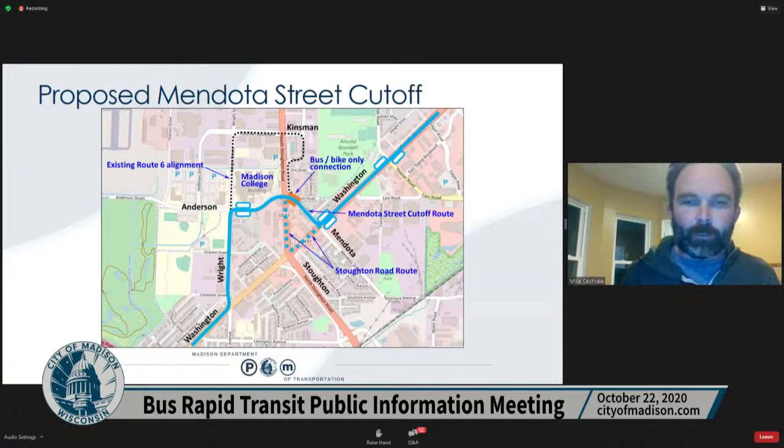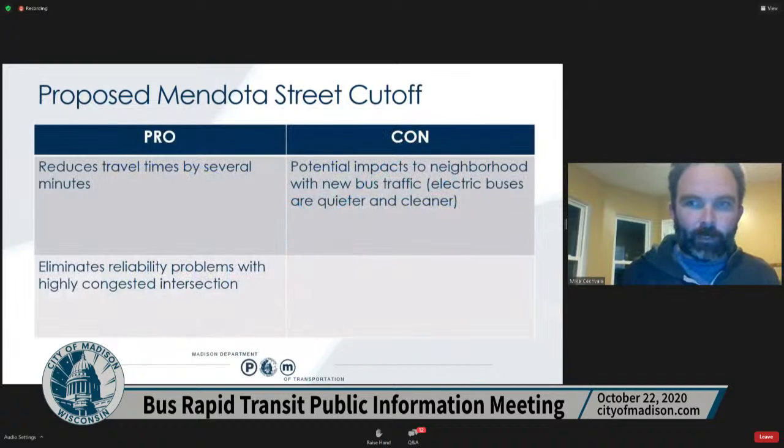However, we have also been exploring a connection to Mendota Street, which would be a more direct connection to East Washington Avenue. And so that is the direction that we were exploring and showing. The benefits of that would be it would reduce travel time significantly, and mainly it would eliminate reliability problems with the highly congested Stoughton Road, East Washington Avenue intersection. It would have some potential impacts to neighborhoods with new bus traffic, although the new buses would be electric. They'd be quieter and cleaner than the diesel buses that we have today. There would be no stations or bus stops on Mendota Street.